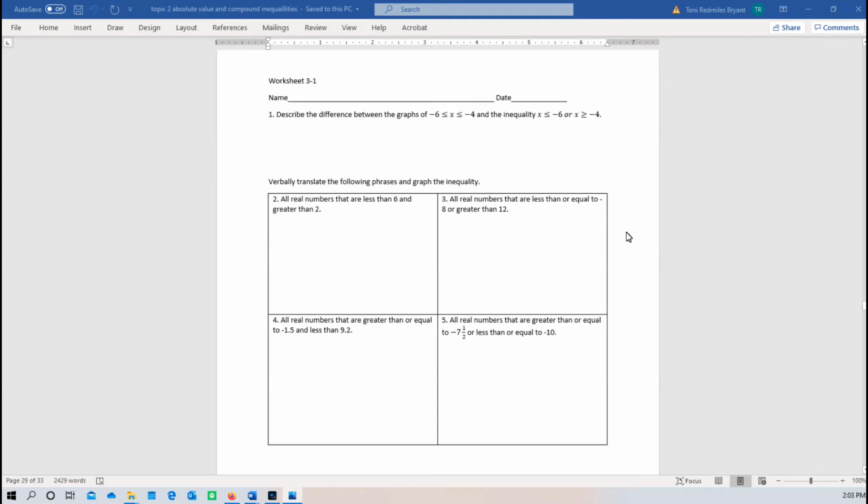Hello, hello, hello. We are on worksheet 3-1. This is for Algebra 1, Part 1, where we learn about all kinds of equation solving.